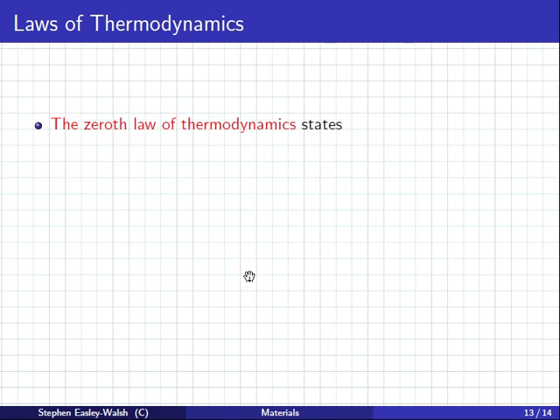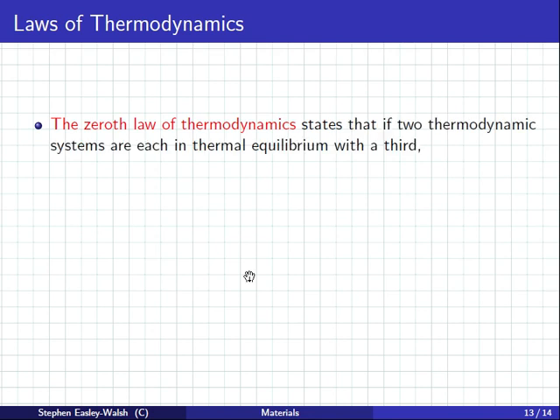Right, so the last thing to do is the three laws of thermodynamics for this lesson. The first law is called the zero law. The zero law states: if two objects are in thermal equilibrium with a third, then they're in equilibrium with each other. Before you write this down, let me explain.